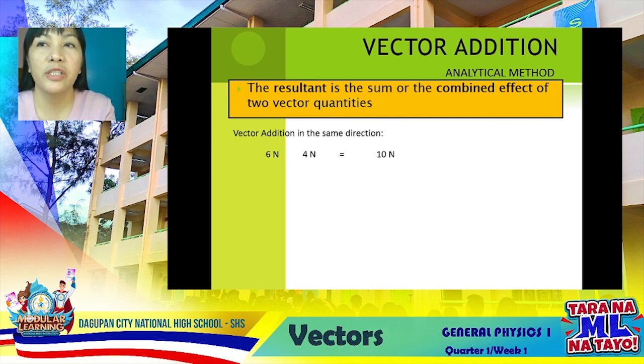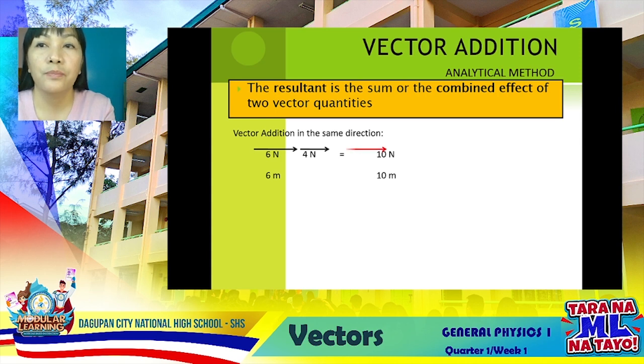This time, we proceed to analytical methods. The first one is vector addition having the same direction. If 2 vectors have the same direction, they are parallel. In other words, the magnitude of the resultant is equal to the sum of the magnitudes of the vectors. The direction of the resultant is the same as the direction of the vectors.